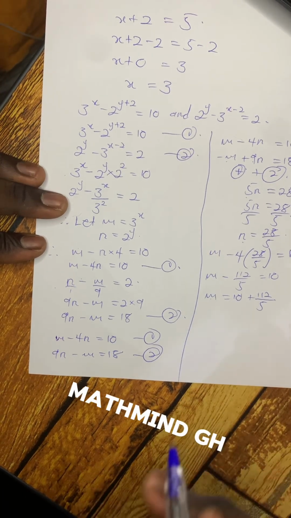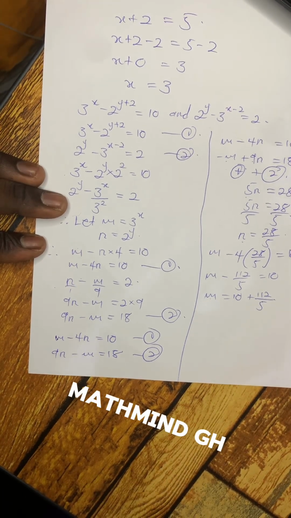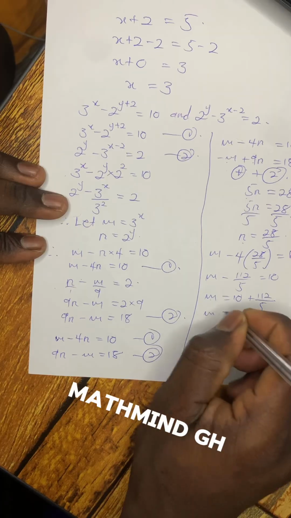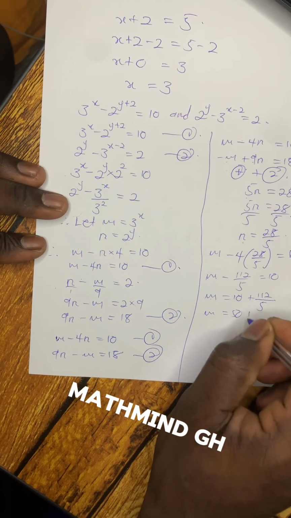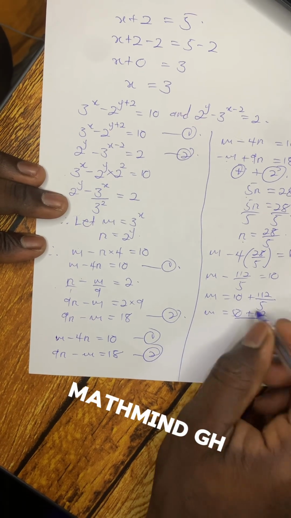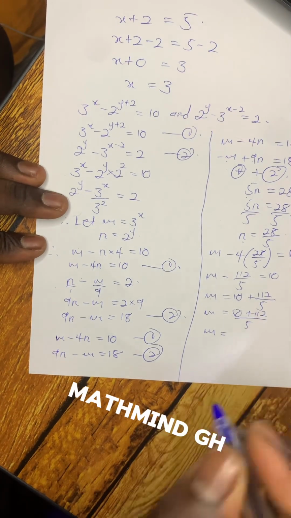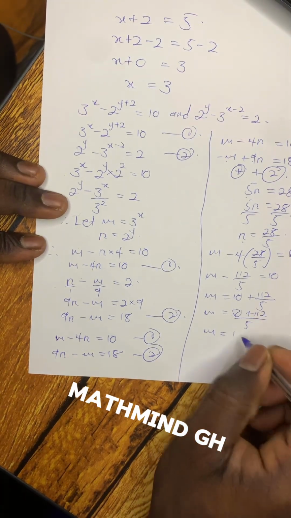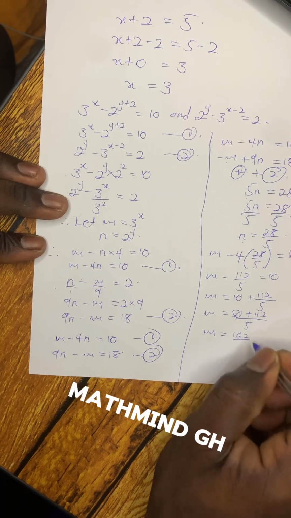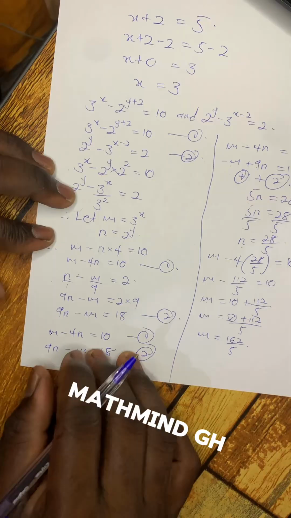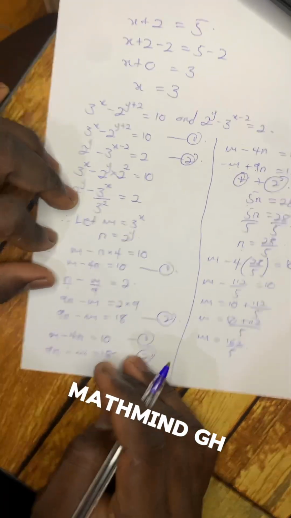If you don't get it, go back to watch the solution I gave to x plus 2 equal to 5. And that will be equal to 50 plus 112 all over 5. Therefore, m is equal to 162 all over 5 as the value of m. I hope you understand.